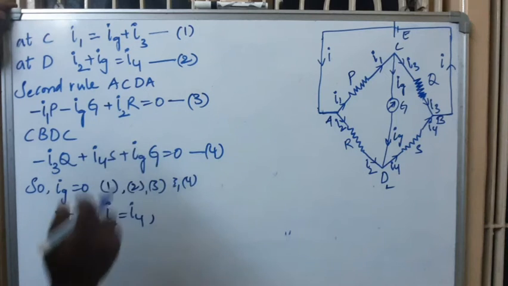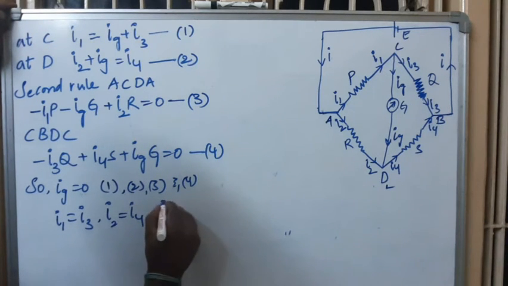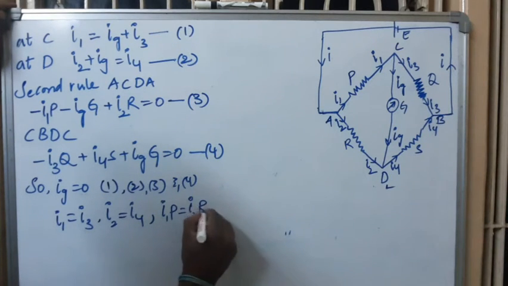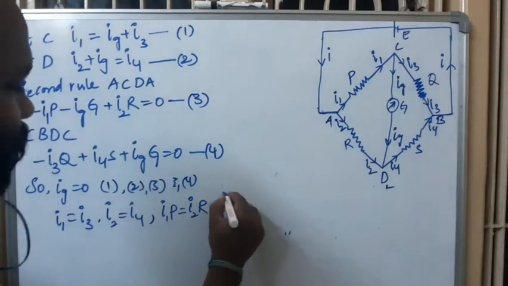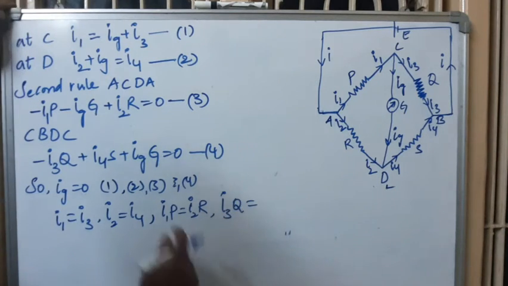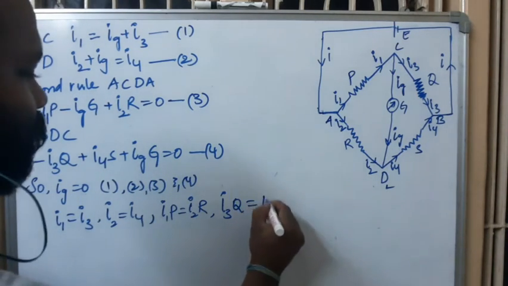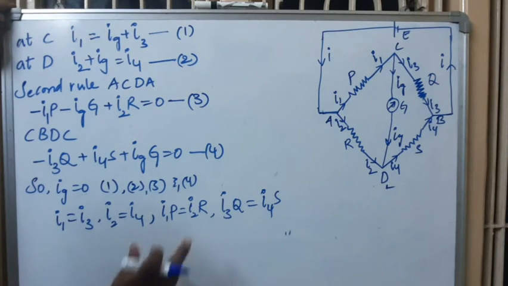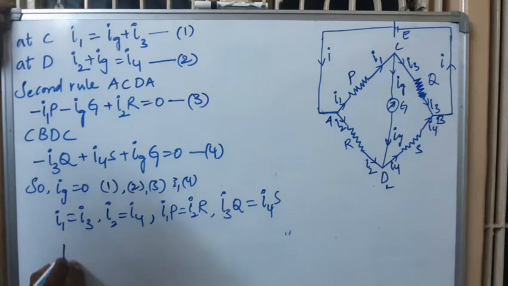And in the same way, in equation 3, we will get I1P is equal to I2R. In the same way, from this equation, I3Q is equal to I4S. So, by adjusting all this, you will get that P by Q is equal to R by S. So this is the balancing condition for Wheatstone Bridge.